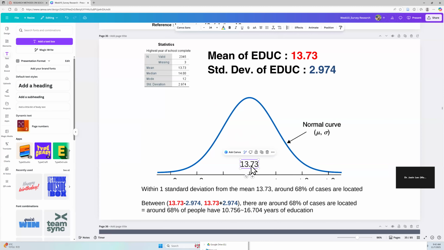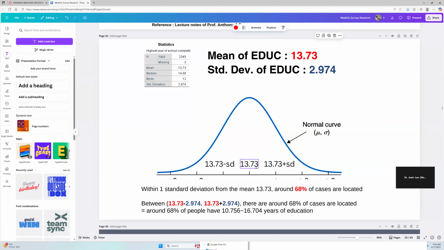So what is the range of the 68% of the cases in this data? We can simply find it because one standard deviation is here. This is just theory: mean minus one standard deviation is here. Sorry that I cannot make the arrow very quickly. So this is the mean, the middle of the normal distribution in survey data. One standard deviation is here, and minus one standard deviation is here.